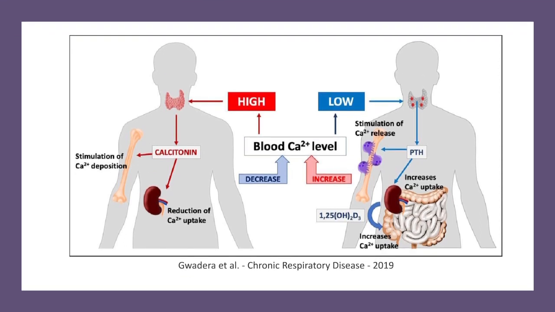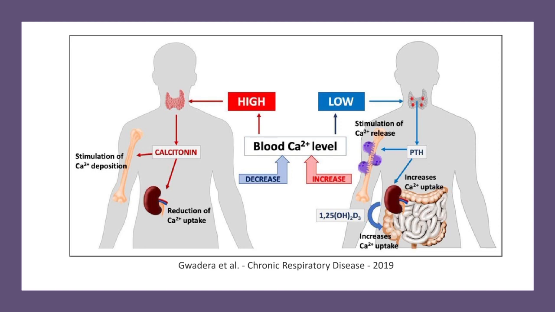Maintaining calcium levels. Because calcium performs such vital functions in the body, blood calcium levels are closely regulated by three hormones: parathyroid hormone, calcitriol, and calcitonin. The right side of the figure shows low calcium levels. The parathyroid hormone is secreted to increase blood calcium levels by three different mechanisms.